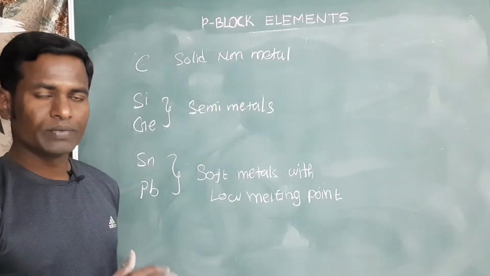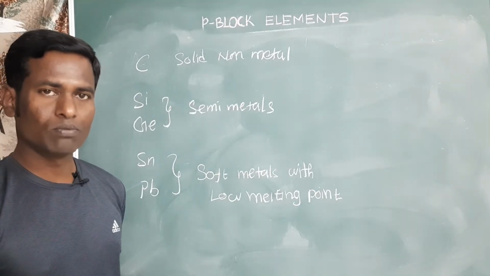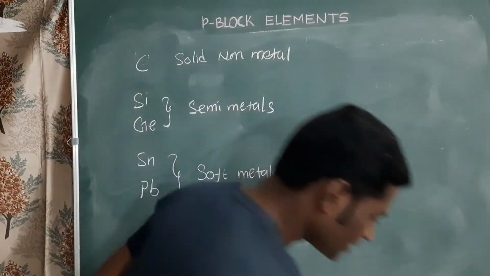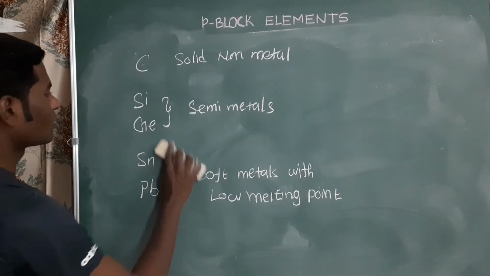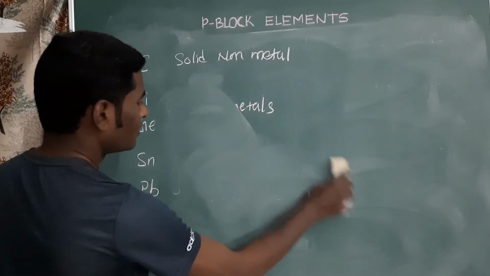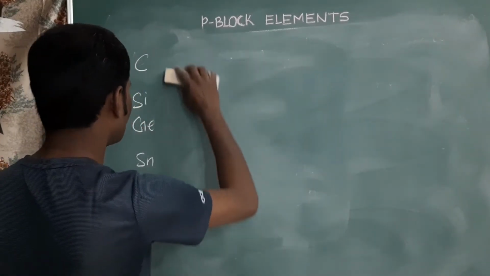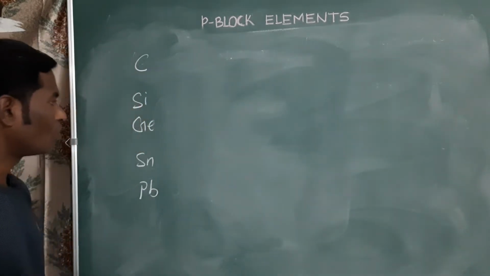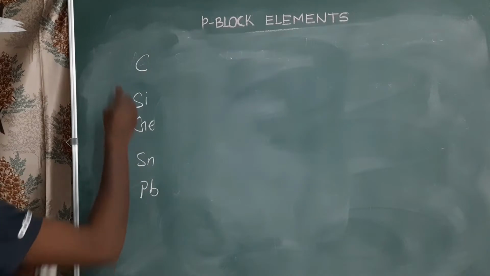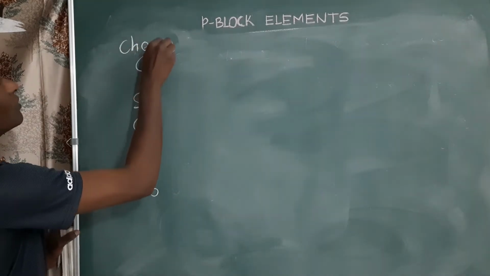Moving down the group, it changes from non-metal to metallic character. Carbon is purely non-metal, silicon and germanium are semi-metals or metalloids, and tin and lead are both metals. They are soft metals, so they have a low melting point. Next is the chemical properties of group 14.